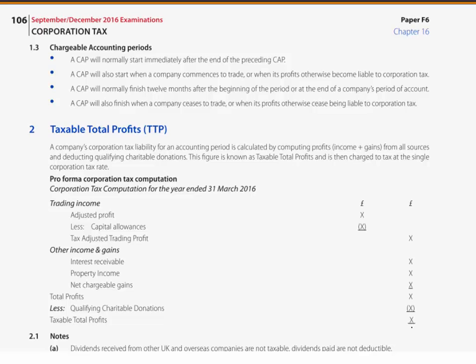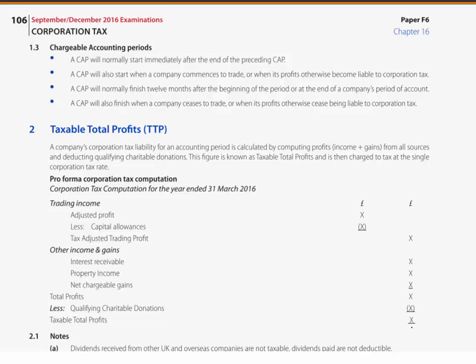A chargeable accounting period will normally start immediately after the end of the preceding chargeable accounting period. It will also start when a company commences to trade or when its profits otherwise become liable to tax. That is usually when it starts to trade. A chargeable accounting period will normally finish 12 months after the beginning of the period or at the end of a company's period of account.